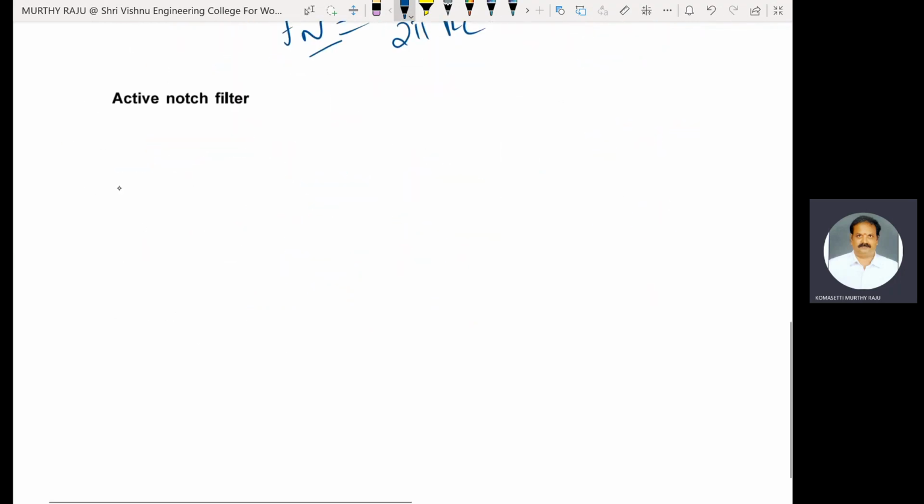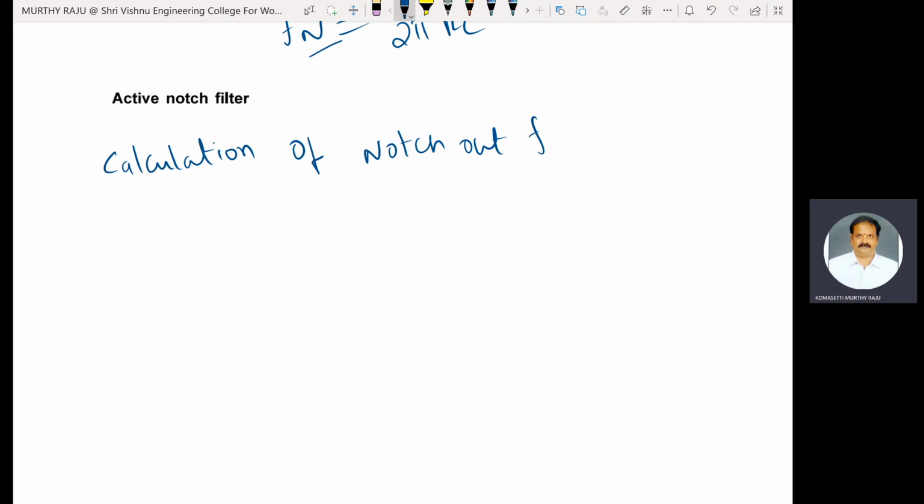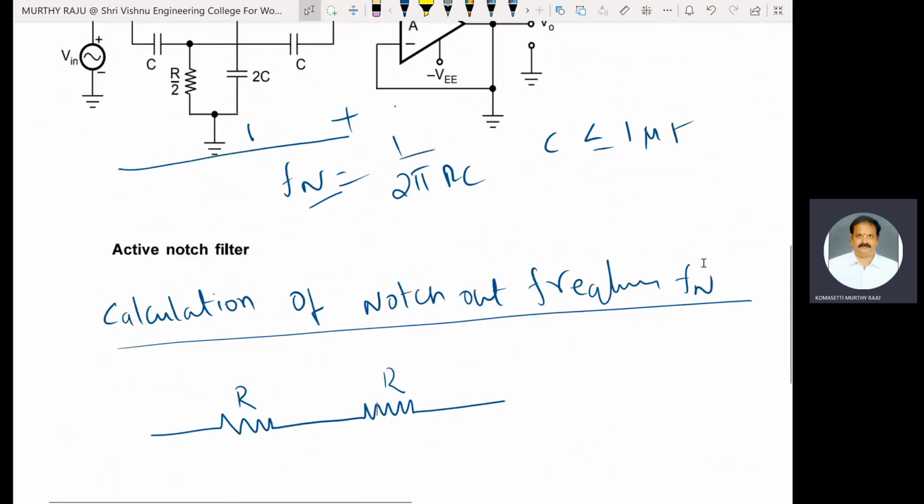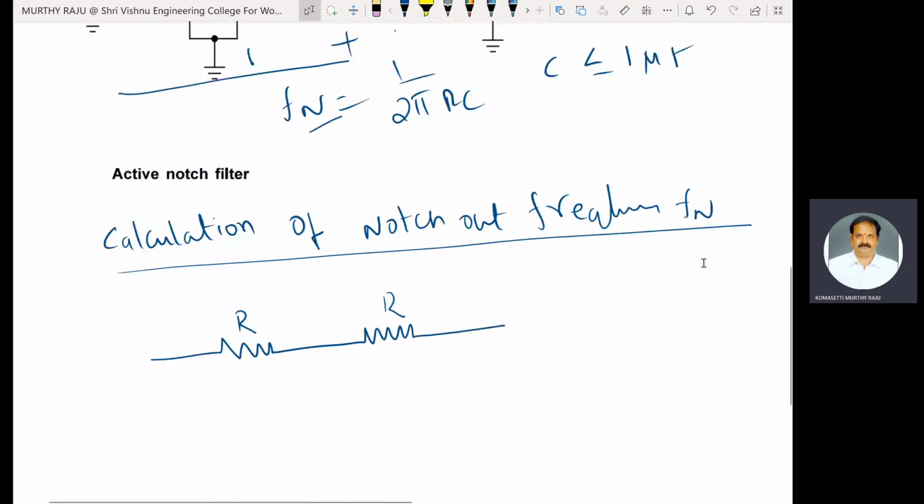Next, calculation of the notch out frequency Fn. Here we use a twin-T network. The resistance R here. One more element is there, that is the resistance R and 2C.